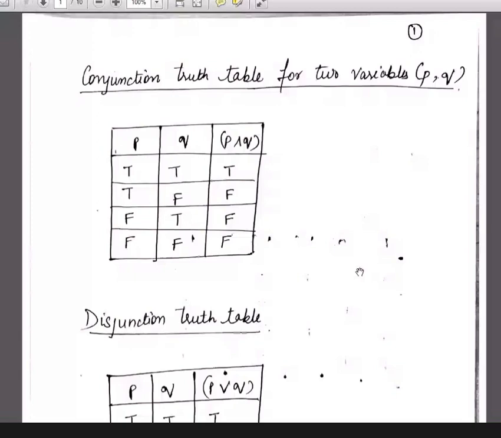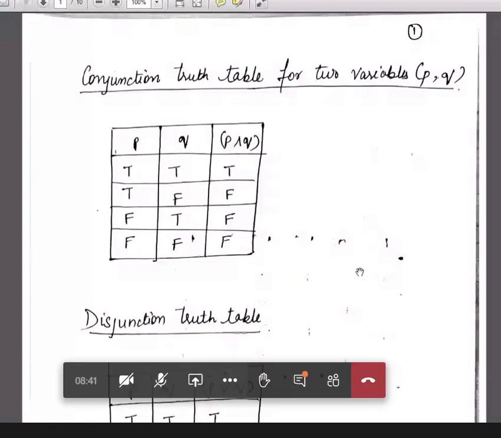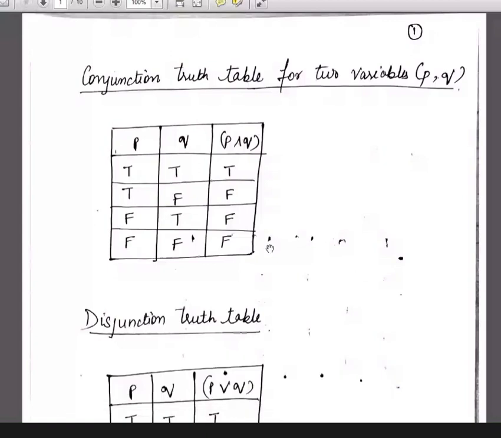Now listen carefully. In the next page there are some questions based on conjunction and disjunction. You need to know this, and from the next class the speed of the lecture will be somewhat fast, because I am creating the basics for you, and from the next class we will start quantifiers and predicates, such things. So listen carefully, students, understand, and take paper and pen with you.